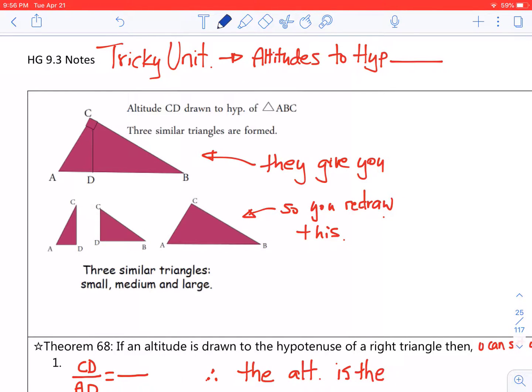9.3. It's a bit of a tricky unit. We deal kind of with right triangles, I think, from here on out. I think the trickiest part is to not be lazy and to redraw triangles in this unit. So whenever you have a problem, I would suggest draw out two triangles that you see that are similar.